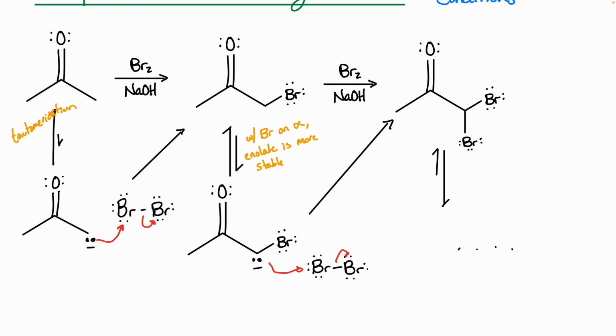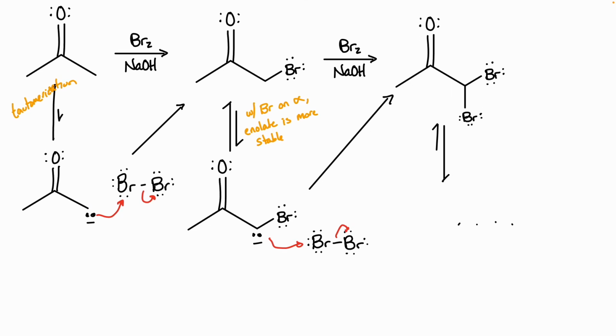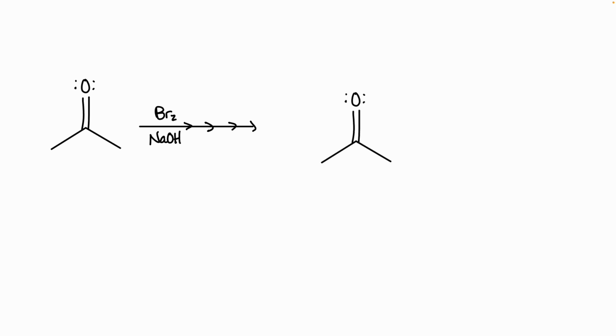The bottom line is that when we have halogenation of our alpha carbon under basic conditions, you don't just have one reaction. It's going to keep on going and going and going until you have substituted every single one of your alpha hydrogens here.